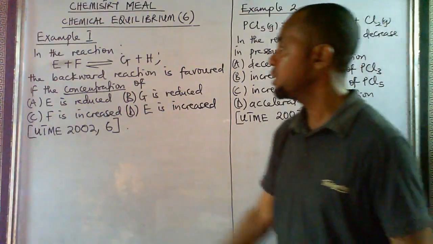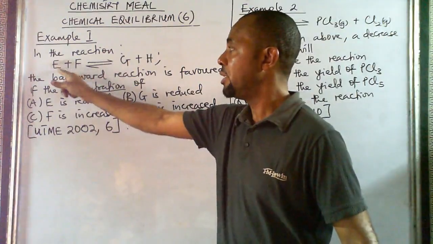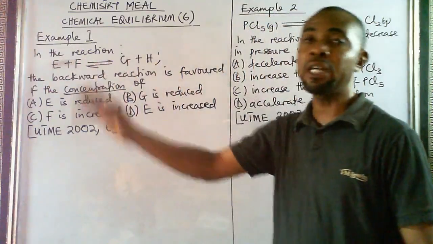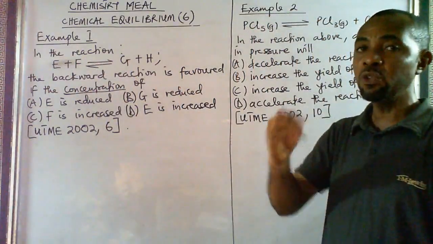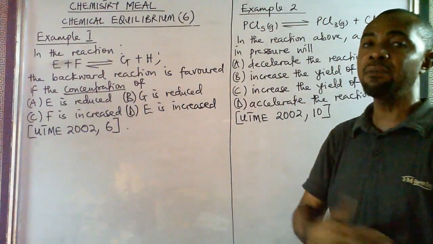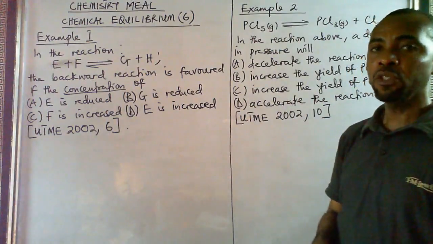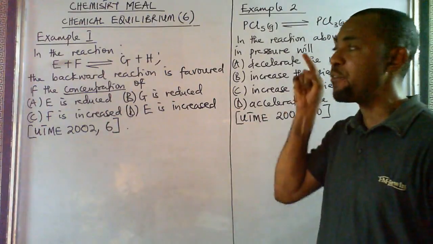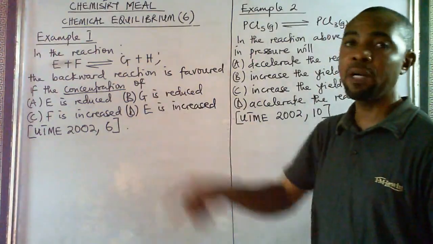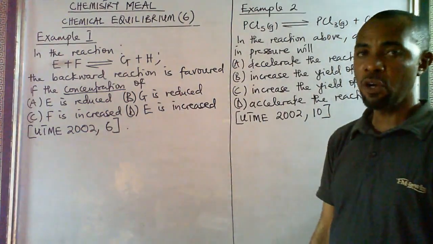So we looked at this. The reactants are this and this. It's either we decrease this or we decrease this. That's we reduce it. That's the only time the backward reaction will be favored, according to the rule of how concentration affects a system that is in equilibrium. It is decrease in concentration of the reactants that will favor the backward reaction. So we want to favor the backward reaction. That means we will decrease the concentration of the reactants.